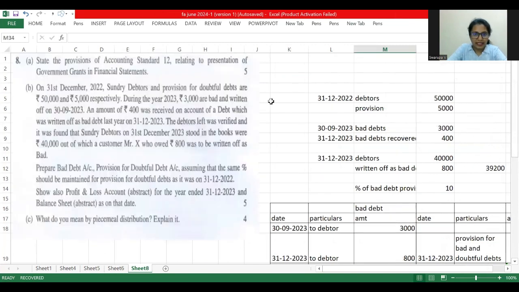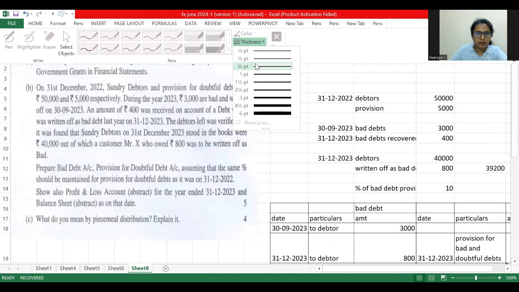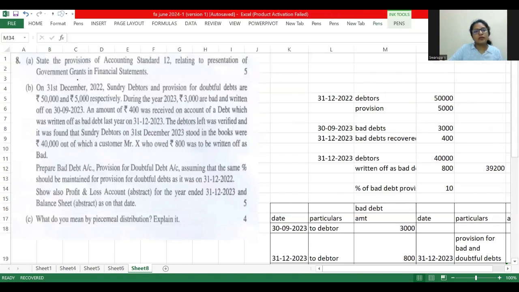Then we will go to the eighth question. So the eighth question is mainly about accounting standards. Accounting standard AS12, it is a direct question that you can just answer. And there is also another theory question about piecemeal distribution, which comes in partnership, which also can be answered just based on basic theory, basic understanding.